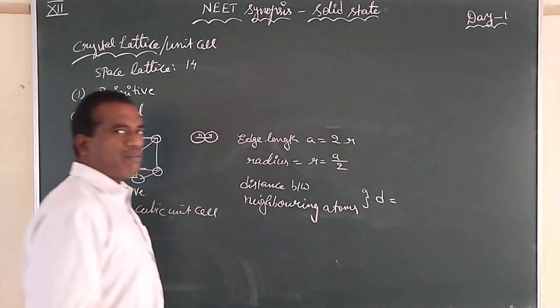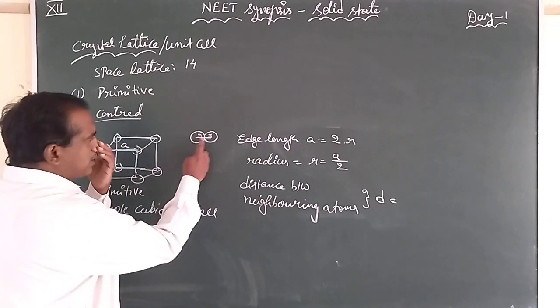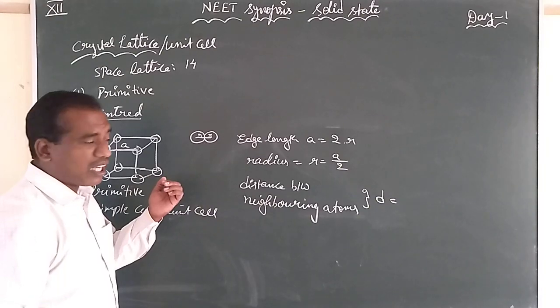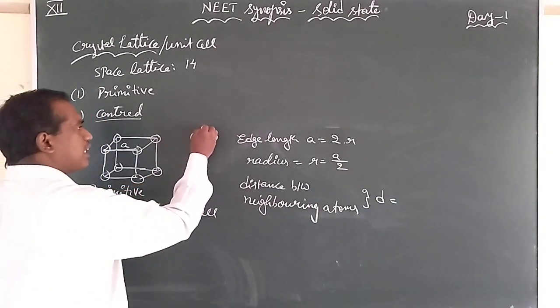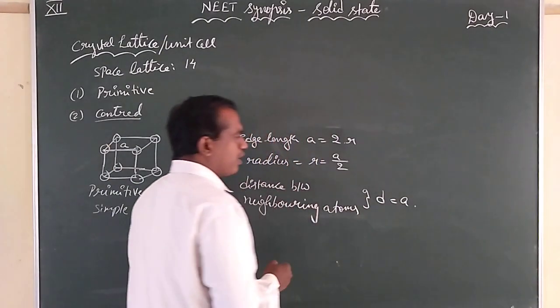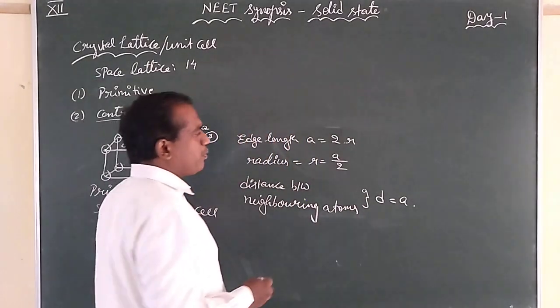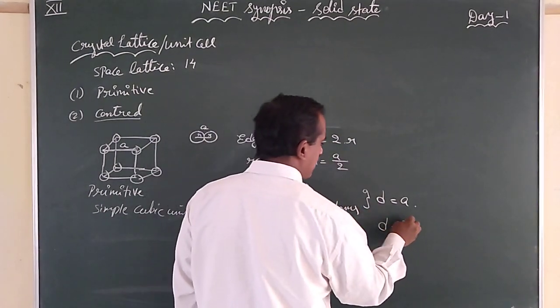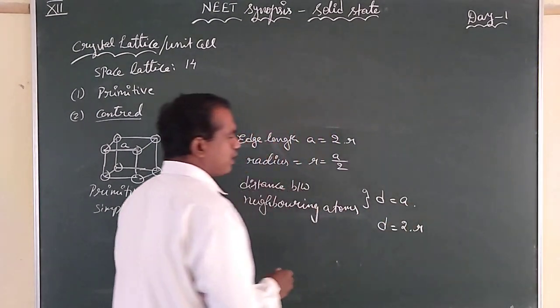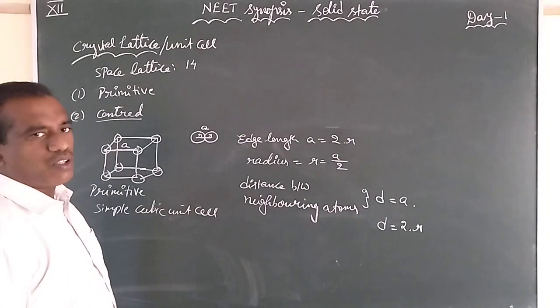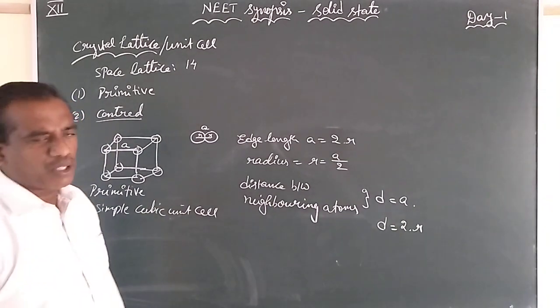The distance between the neighboring atoms is nothing but how much is the distance between these two atoms that are separating. How much is the distance here? It is equal to A. But what do we know? D is equal to edge length A, which is given as 2 into R. So the distance is equal to 2 into R in case of simple cubic unit cell.